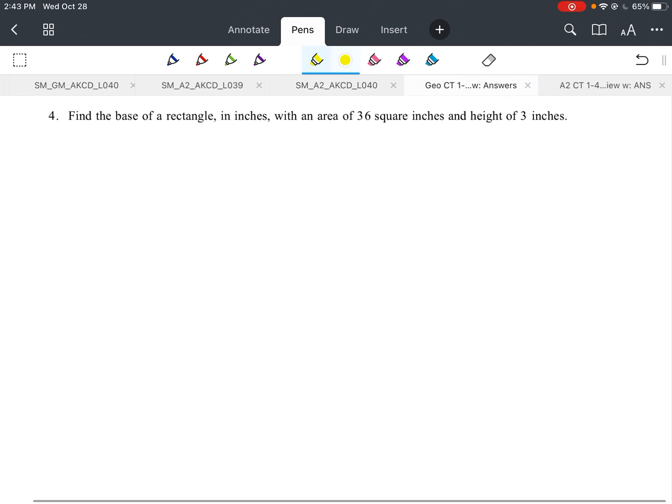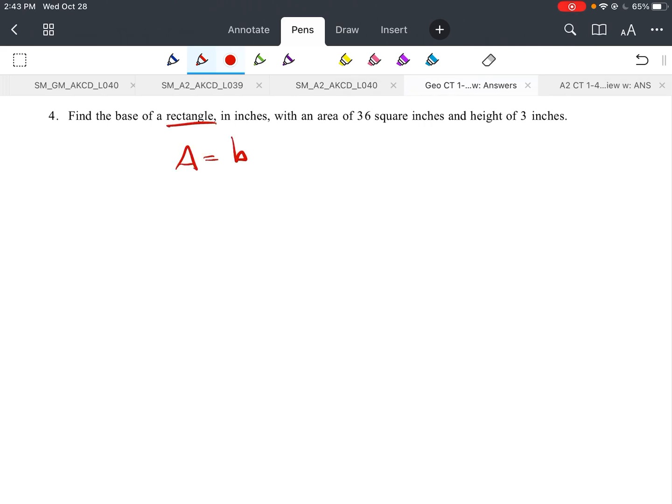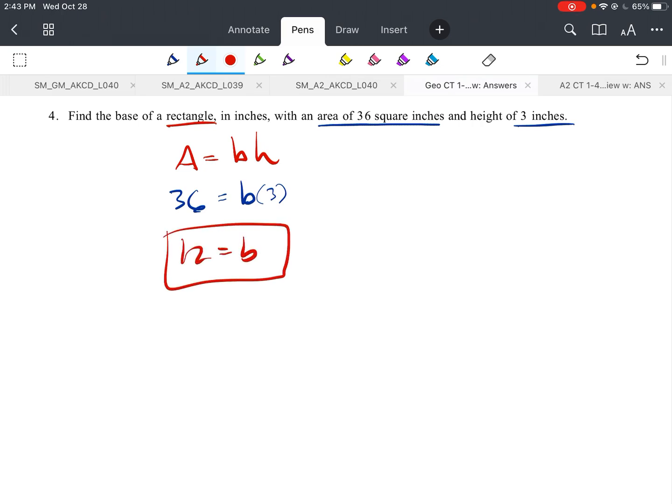Find the base of the rectangle here in inches with this area and this height. Okay, so again, by writing the formula down, it's going to be a lot easier. So A equals, for a rectangle, base times height. Now, this time they give us the area. They said the area is 36, so put 36 in there. My base, don't know it, so just leave it as B. My height is 3, so just put a 3 there. And now we'll just divide both sides by 3, and I get 12 equals B. And it'll be in inches, 12 inches for number 4.